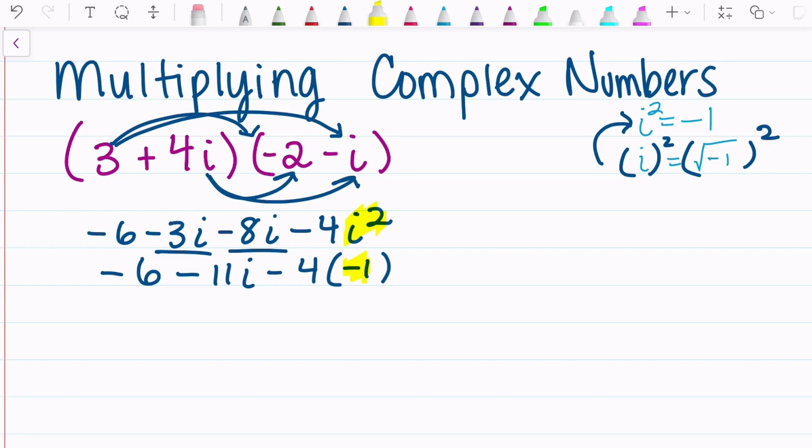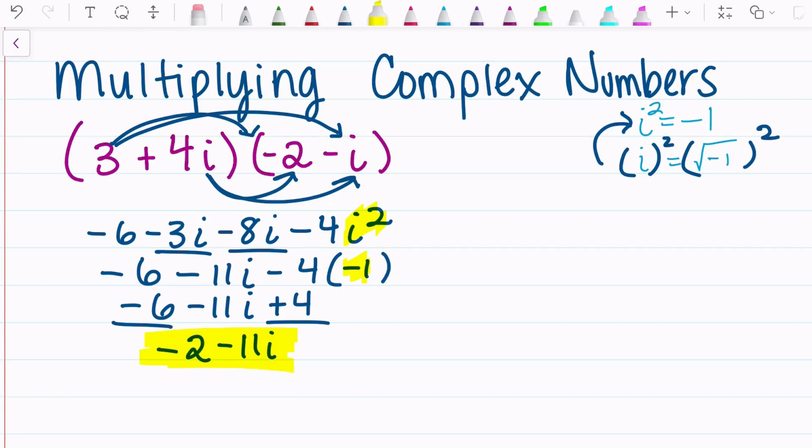And so now I can multiply the -4 times the -1 to give me +4, and I can just drop all this other stuff back down. And then I can combine my real numbers, and that would give me -2 minus 11i as my final answer. And so we typically, in these types of problems, write our real numbers in front of our imaginary numbers, but most people would accept the answer either way.